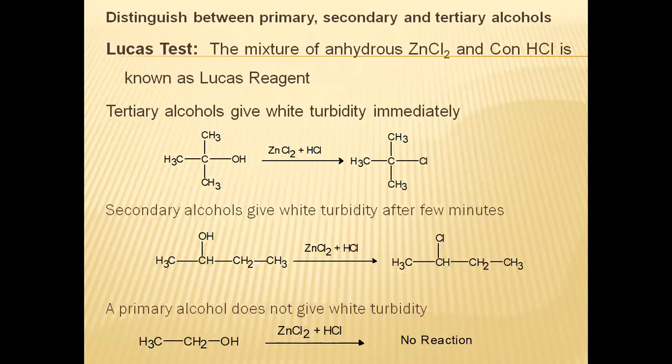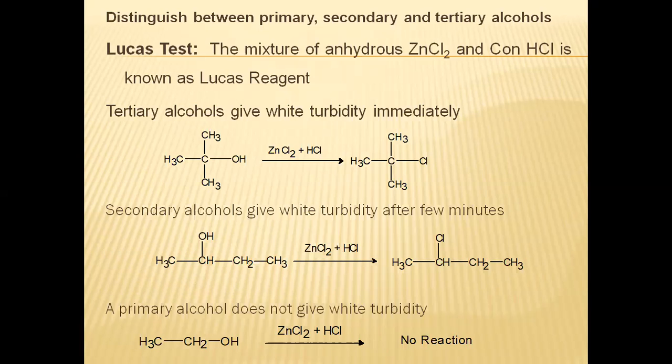One is the Lucas method, another is the Victor-Meyer method, and the last one is called the oxidation method. What is the Lucas method? The mixture of anhydrous zinc chloride and concentrated HCl is known as Lucas reagent.